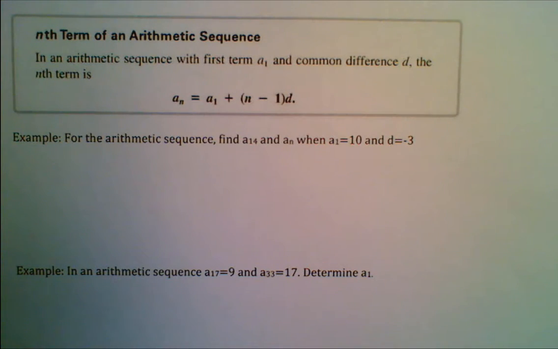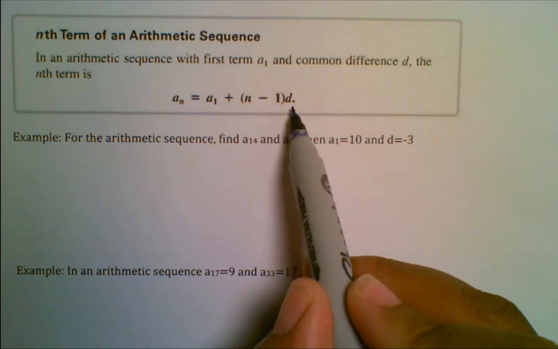All right, so we're going to look at this formula here, the nth term of an arithmetic sequence. In an arithmetic sequence with first term a sub 1 and common difference d, the nth term, meaning n, a sub n, is equal to a sub 1 plus n minus 1 times d.